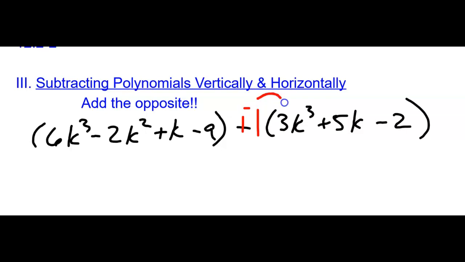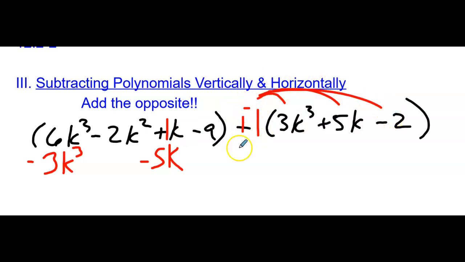So we'll distribute that negative to each term in the group. This is really important. So we have the opposite of 3k cubed, so we're going to subtract 3k cubed, or we're going to add a negative 3k cubed. We're going to add the opposite of 5k, so we're going to add negative 5k. And I'm going to line that up vertically underneath the 1k in the 4-term polynomial. Finally, we're going to add the opposite of the negative 2.